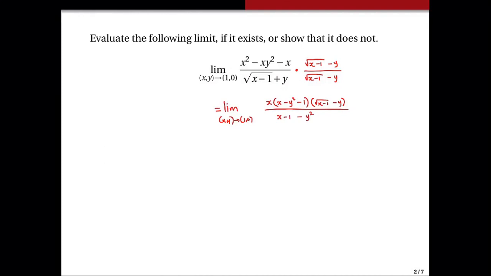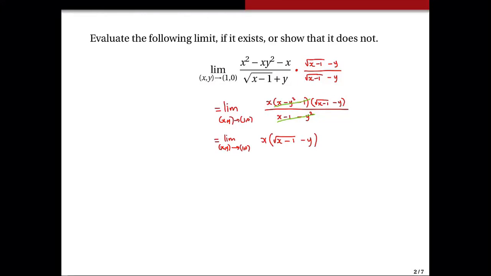Okay? And now we clearly see that this guy here, x minus 1 minus y squared, will actually cancel this x minus y squared minus 1. So now this simplifies. So this limit simplifies into the limit as the point x comma y goes to 1 comma 0 of x times square root of x minus 1 minus y. Alright?